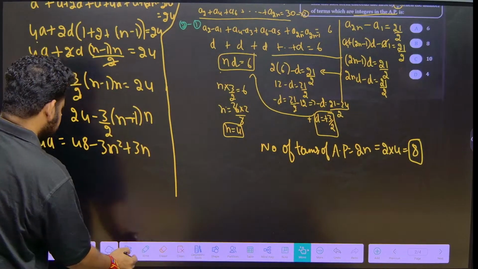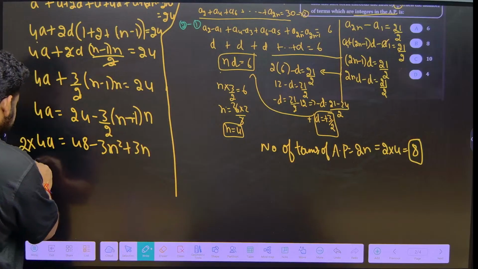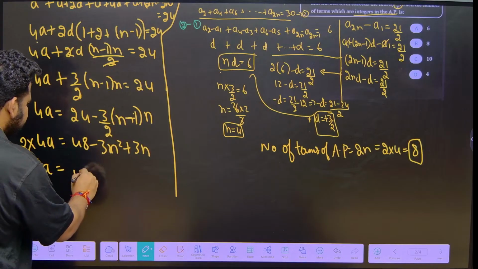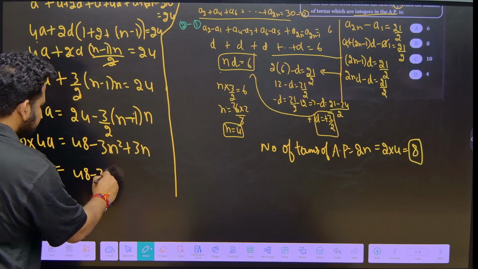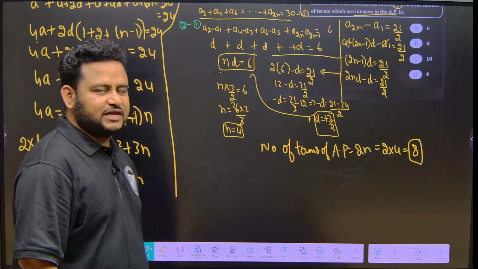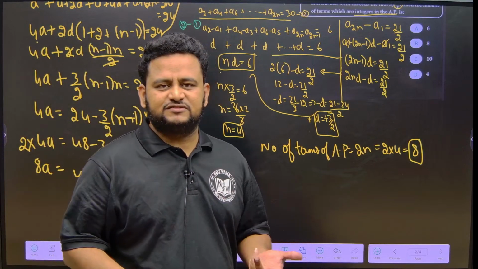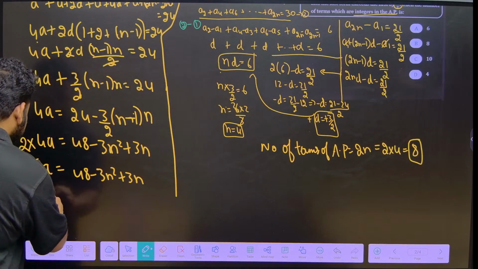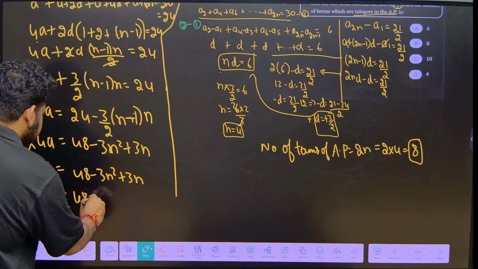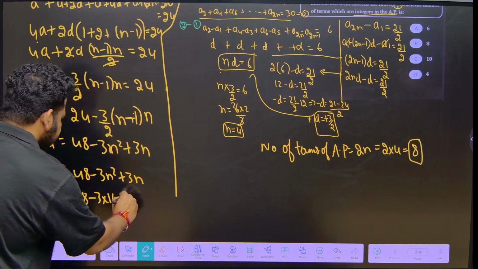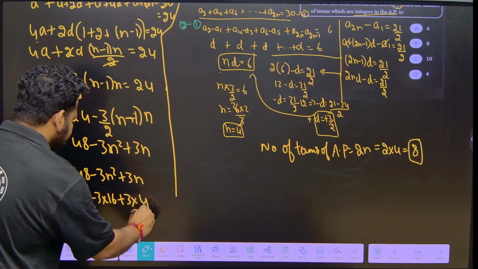What will you get here? We will get 8 times A is equal to 48 minus 3n square plus 3n. But we know the value of n we got, friends. The value of n that we got is 4. So wherever n is there, we have to just put 4. So 8 times A is equal to 48 minus 3 into 4 square, which is 16, plus 3 into 4.